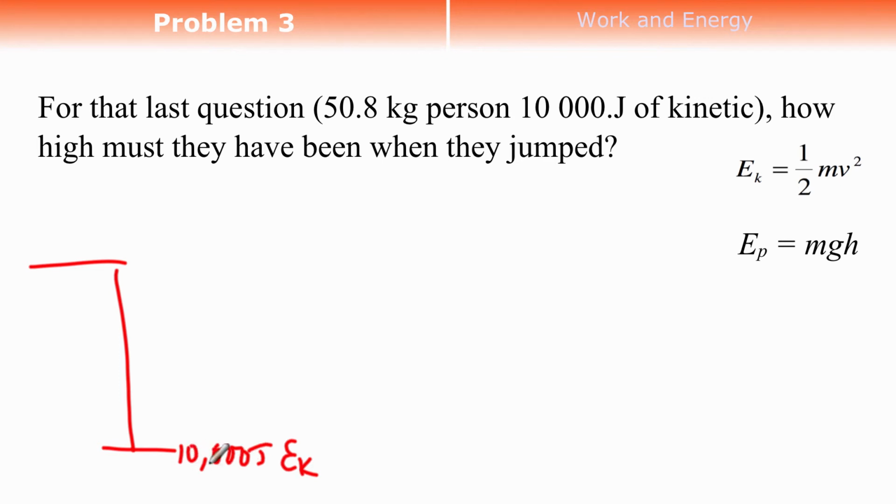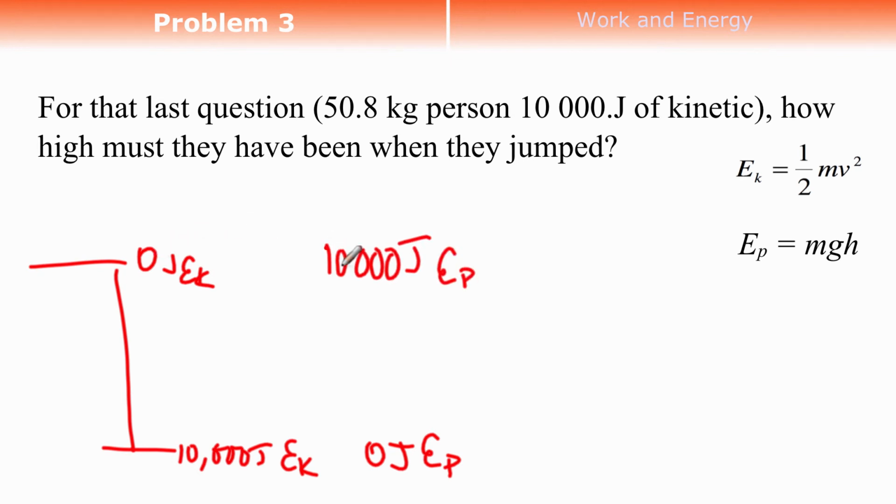If they had that much joules of energy at the bottom, then at the top they would have had 0 joules of kinetic energy. But like we were talking about that logic before, the sum of kinetic and potential always has to add up to the same. Down here at the bottom they would have 0 joules of potential energy, but at the top they must have 10,000 joules of potential energy, because the sum always has to be the same. So I can use this formula here to figure out how high they are, because I know how much joules of energy they had at the top.